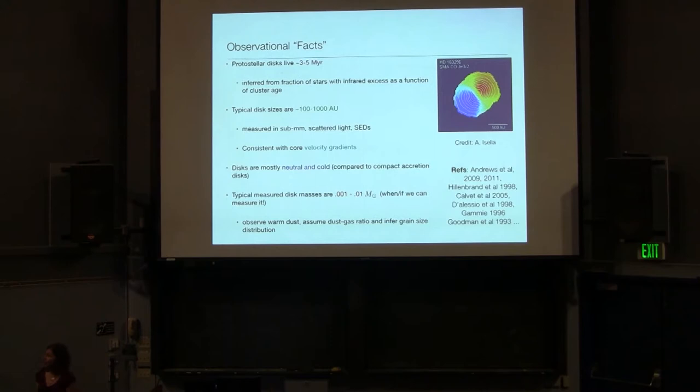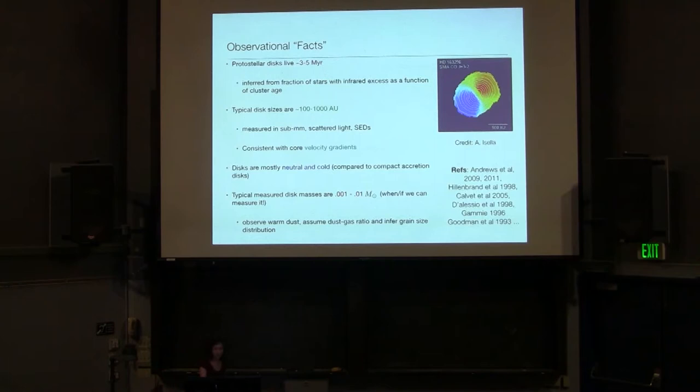ions and electrons. In terms of masses, what we can measure thus far, anywhere between 10 to the minus 3 to 10 to the minus 2 of the mass of the object, so of order 0.01 solar masses. These measurements are, again, very uncertain. The way that we derive these is by observing warm dust, assuming a dust to gas ratio, and then inferring a grain size distribution, because the way that the grains reflect light depends on how big they are, whether they're micron size, millimeter size, centimeter size. And there are order of magnitude uncertainties, particularly in what you get out when you infer different grain size distributions. So again, there's a lot that we don't quite understand, but this is what we're working to reproduce at some level with our theories.